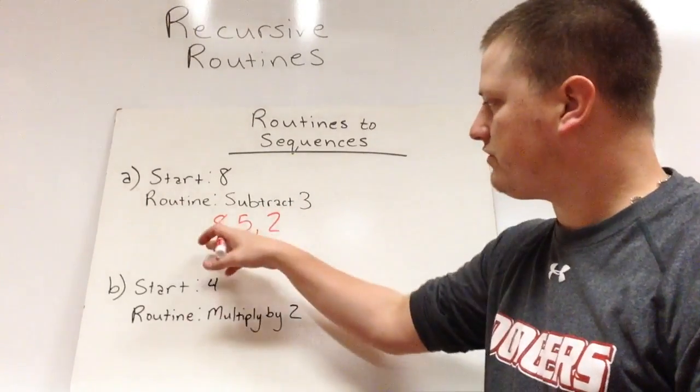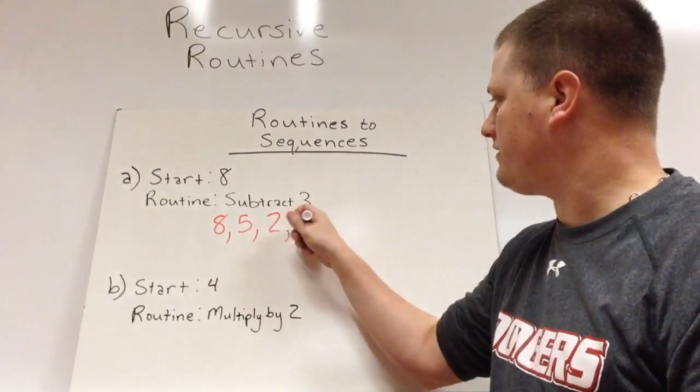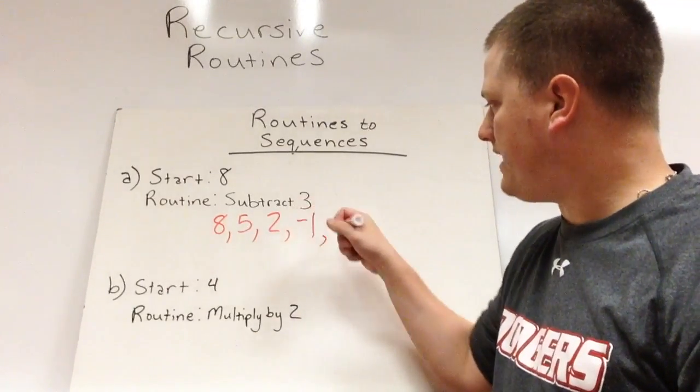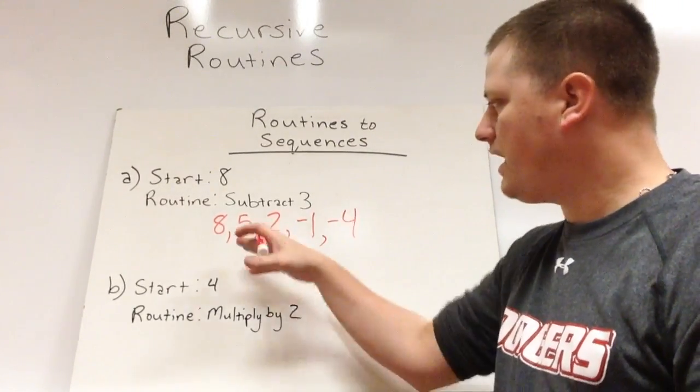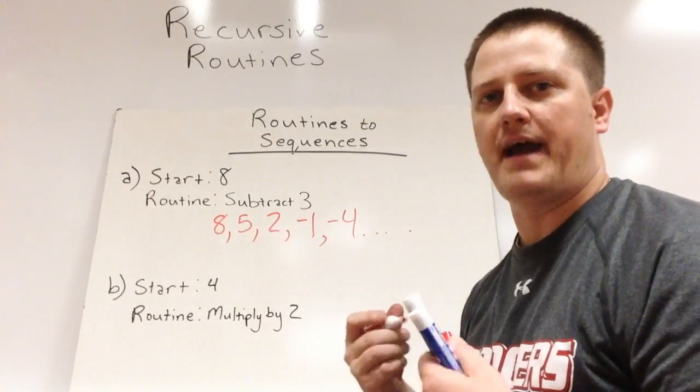Now we're at 2, which is our third number in the sequence. We're going to subtract 3 again. That's going to put us at -1. So we got 4 numbers. Let's go with the fifth. We're at -1, subtract 3 again, and we'll be at -4. And we could continue this as long as necessary. That's one of the points of having a routine.